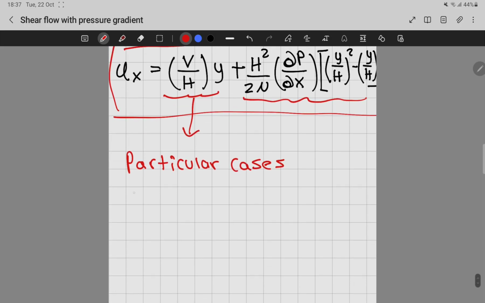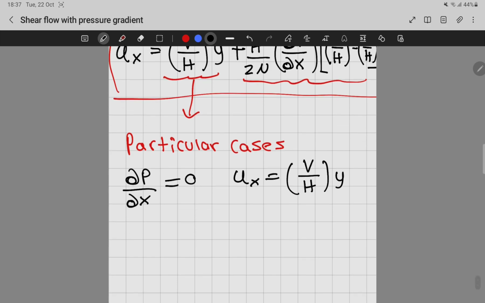When the pressure gradient is 0, this whole term is 0. So we have the simple shear flow solution.